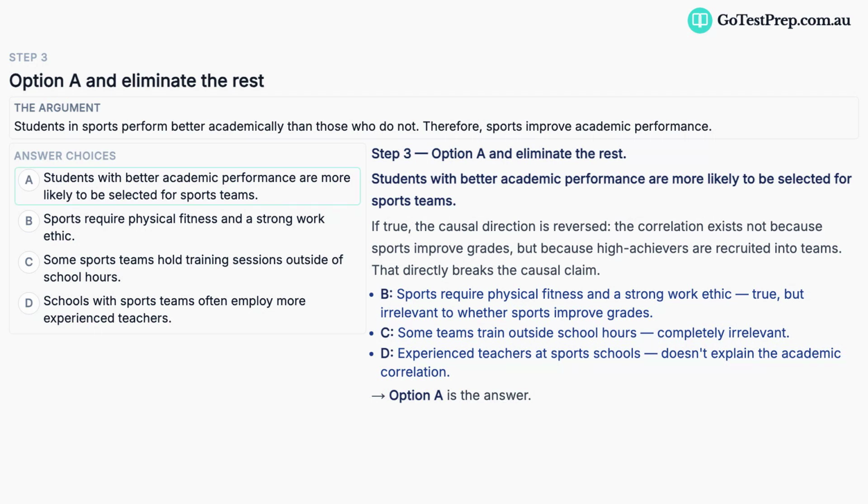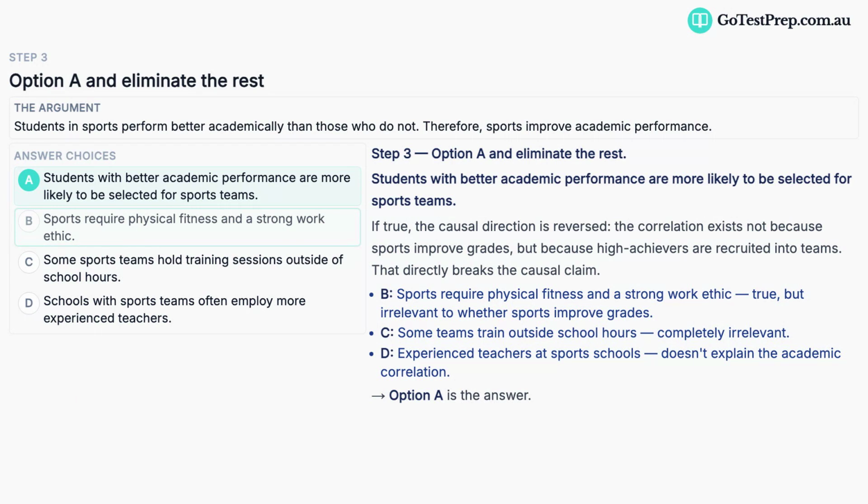Okay, so let's check each option. Option A. Students with better academic performance are more likely to be selected for sports teams. If that is true, the causal direction is reversed. The correlation exists not because sports improve grades, but because high achievers are recruited into teams. That directly breaks the causal claim.